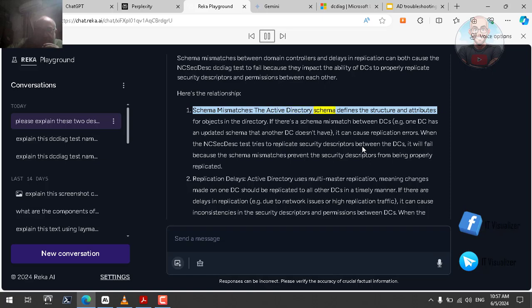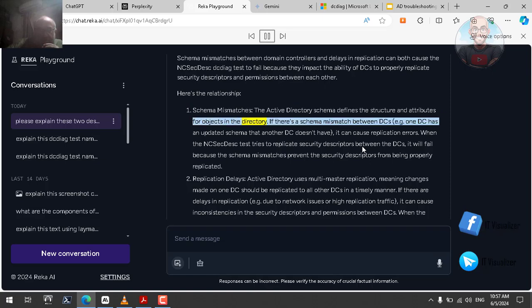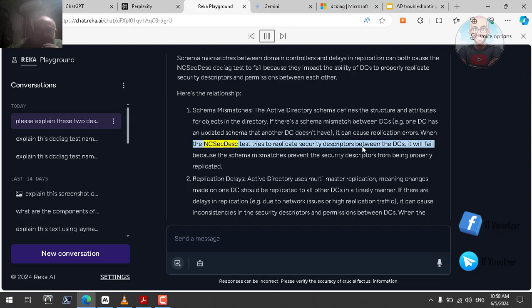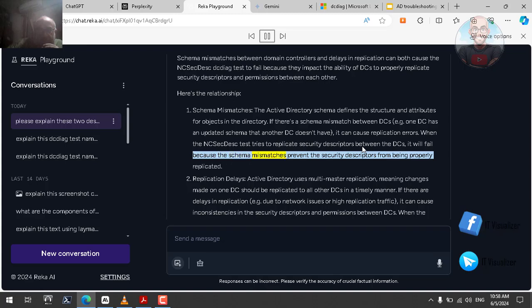The Active Directory schema defines the structure and attributes for objects in the directory. If there's a schema mismatch between DCs, e.g. one DC has an updated schema that another DC doesn't have, it can cause replication errors. When the NCSEC desk test tries to replicate security descriptors between the DCs, it will fail because the schema mismatches prevent the security descriptors from being properly replicated.